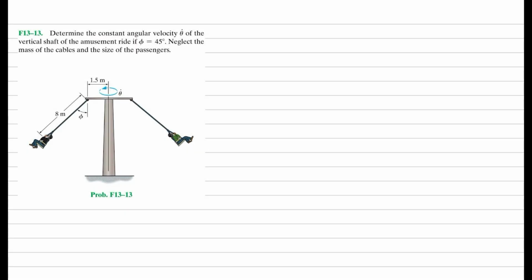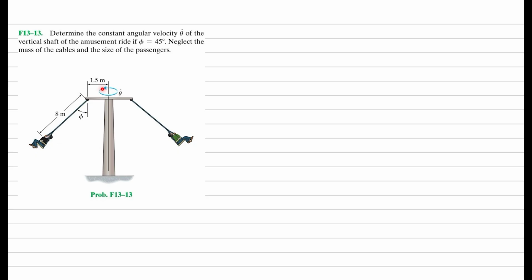All right, let's try this example problem together. So here we would like to determine the constant angular velocity theta dot of this vertical shaft of the amusement ride if phi was 45 degrees. So the angle here is 45 degrees. And neglect the mass of the cables and the size of the passengers.